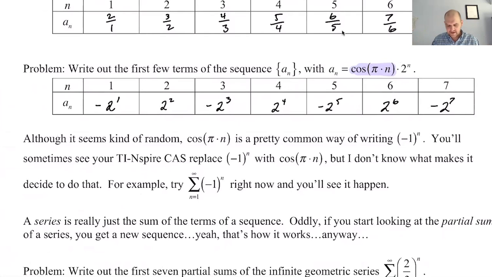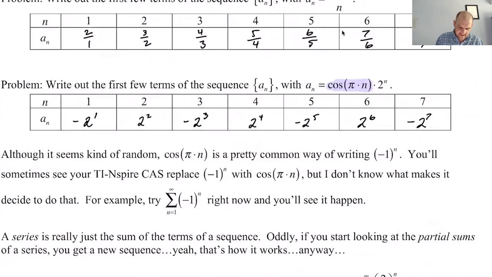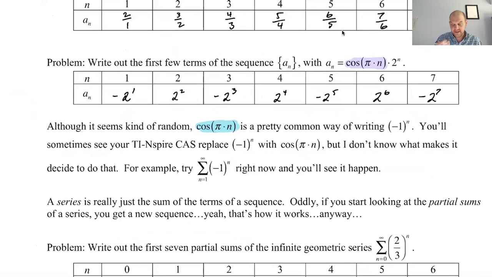It's a big deal. The other thing to know is, and it's written down here, cosine of pi n is a super weird way, in my opinion, of writing -1 to the n.